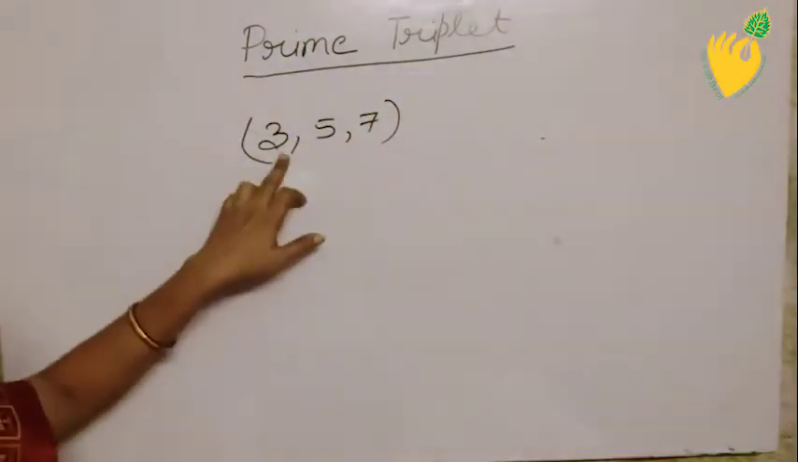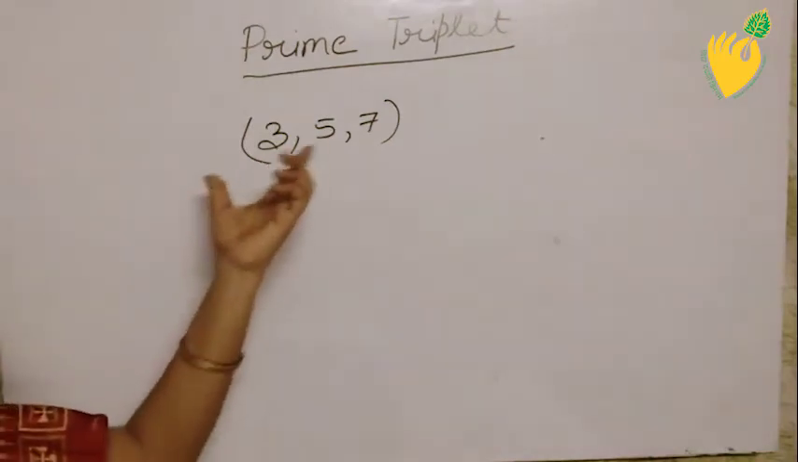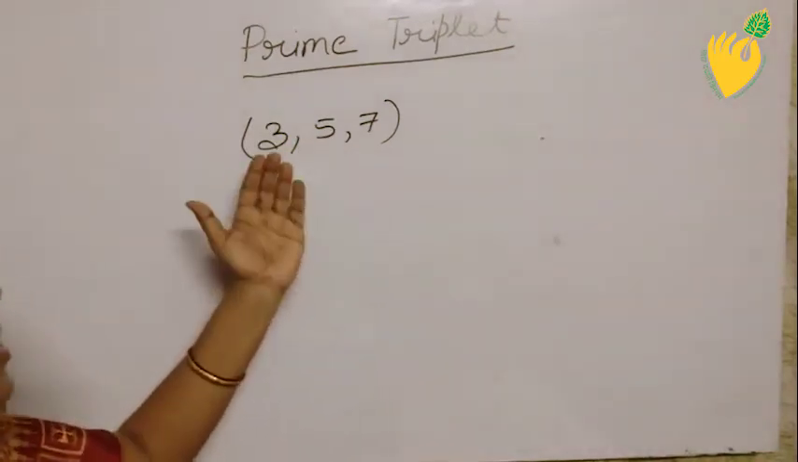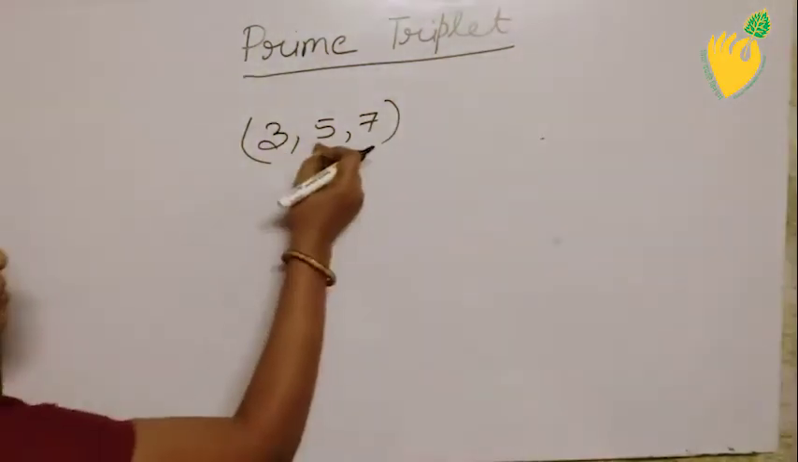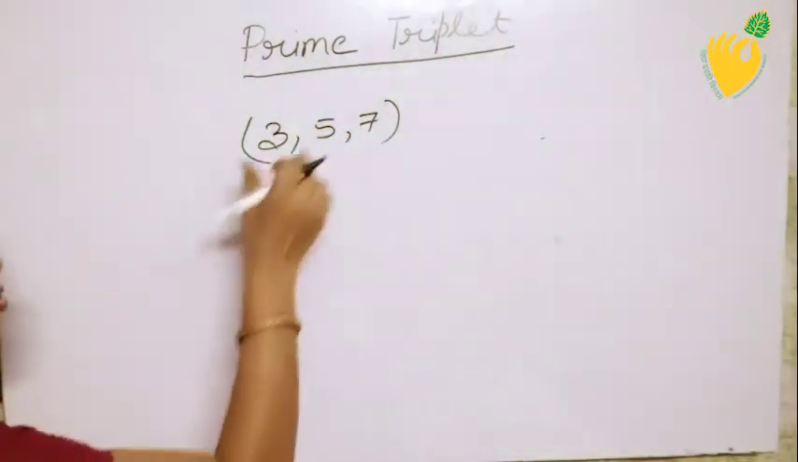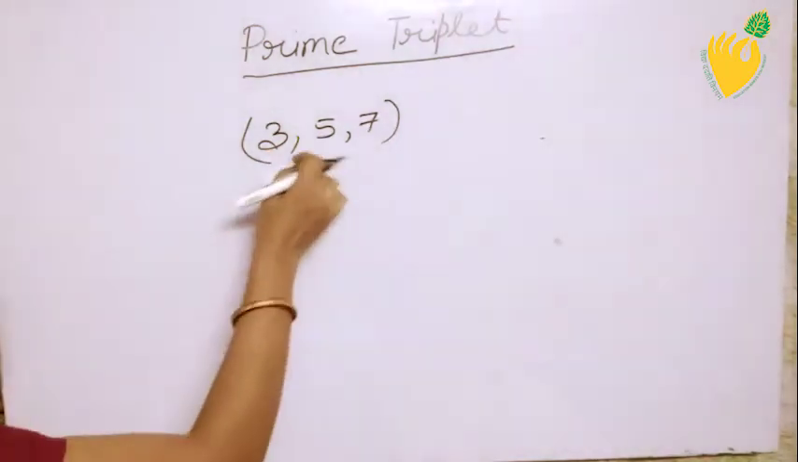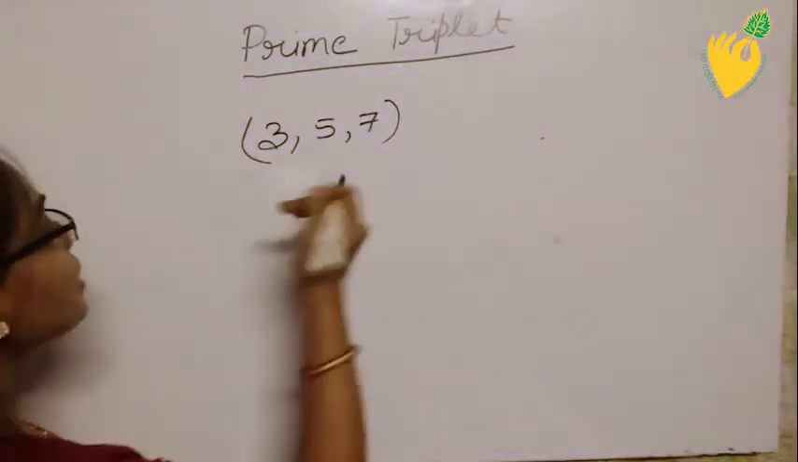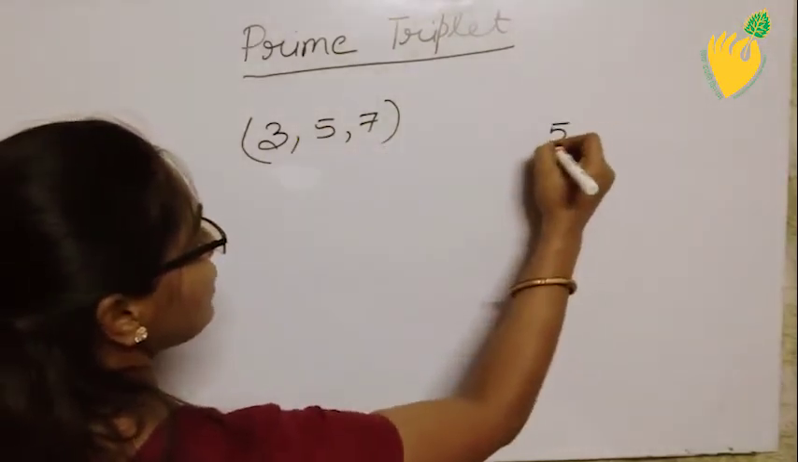These 3 are prime numbers. 3 is a prime number, 5 is a prime number and 7 is a prime number. And all these 3 are successive prime numbers. There is no other prime number in between 3 and 5 and 5 and 7. So all these are 3 successive prime numbers, and the difference between each consecutive prime number is 2.